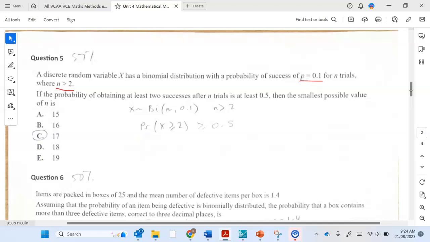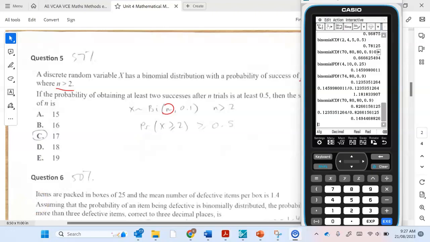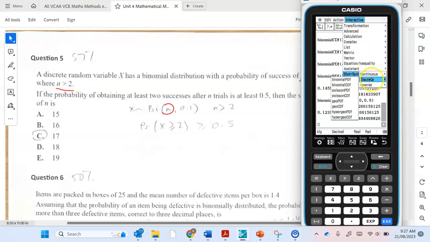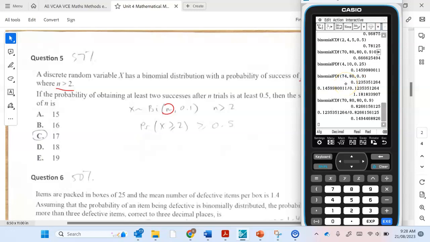Okay, so we don't know what n is, so that's what we've got to work out. And we know n is greater than 2. So we want to do the probability that X is greater than or equal to 2 is greater than or equal to 0.5. All right, so we've done a few questions like this in class. So this is where you're going to use your table. So we'll go interactive, distribution, discrete, and because we want greater than or equal to 2, it's CDF, cumulative distribution function. Oh gosh, I knew this one.